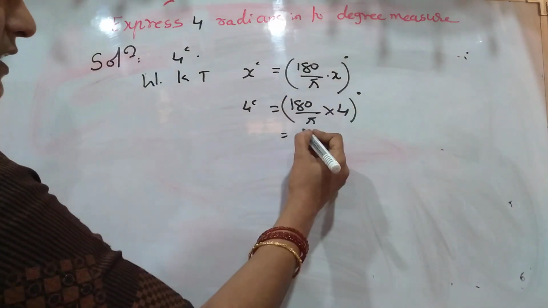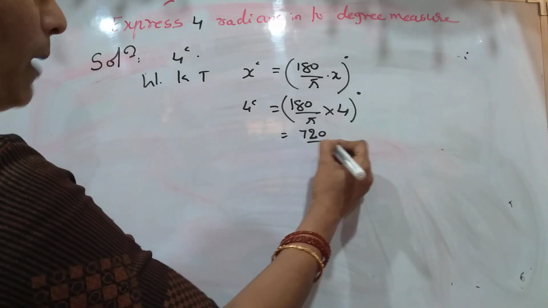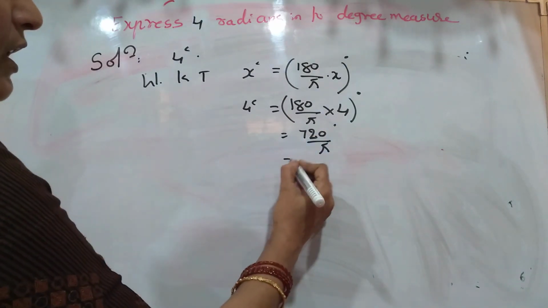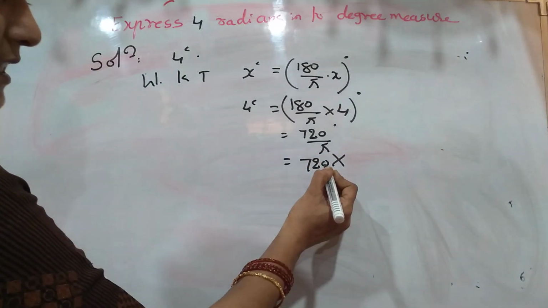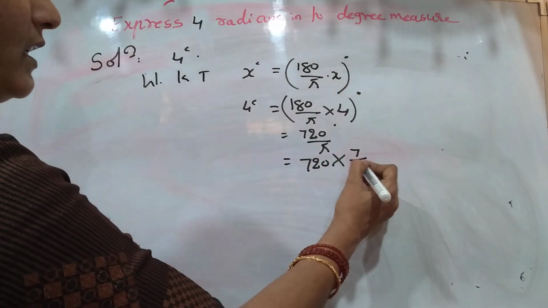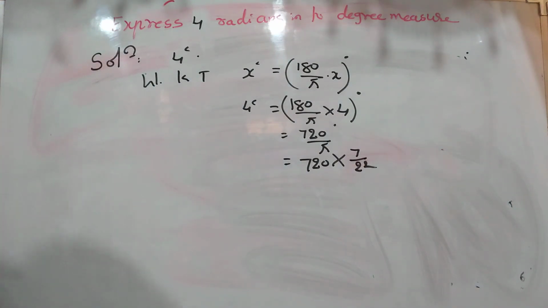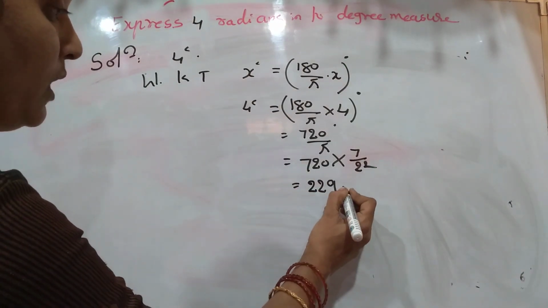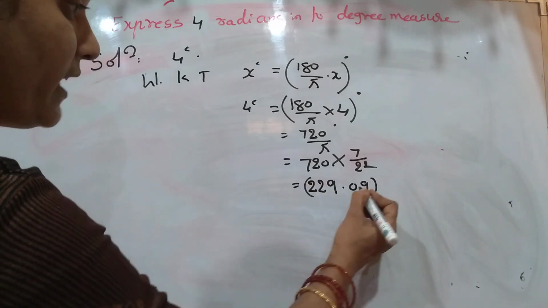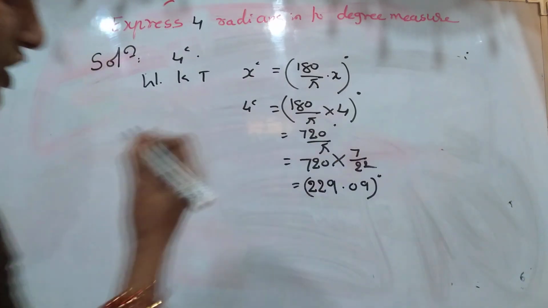18 4s are 72, so 720 upon pi degrees. Pi is 22 by 7, but when I write it in the numerator, it is 7 upon 22. Let me multiply 7 upon 22 with 720. I get it as 229.0909, like that it is recurring, degrees.